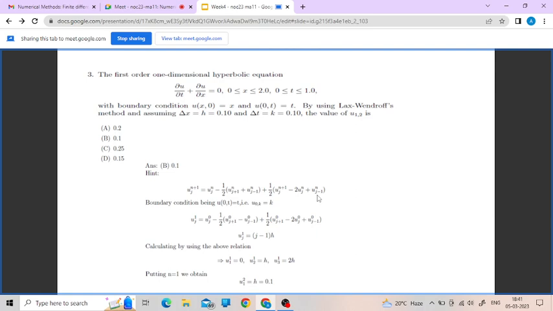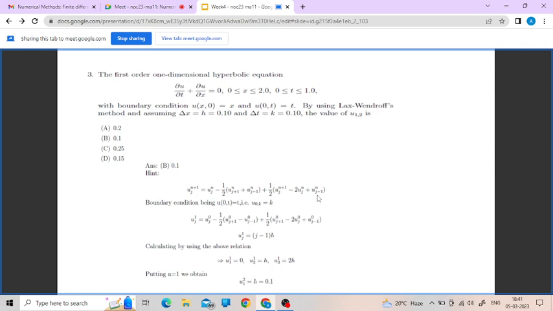So we are having Taylor series expansion of u i comma j plus 1 as equal to u i comma j plus del t into del u by del t at i comma j plus del t square over 2 factorial into del square u by del t square. Why so? Because there is increment in j. Similarly, u i comma j minus 1 will be, as we are going one step back, minus del t into del u over del t at i comma j plus del t square by 2 factorial del square u by del t square at i comma j.